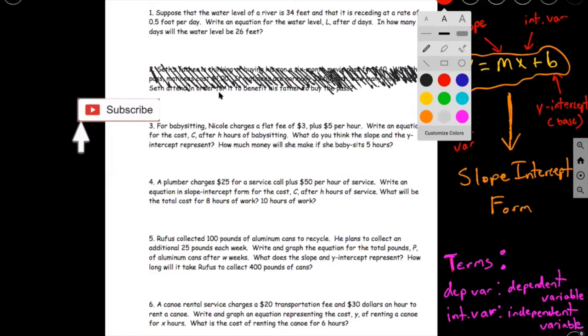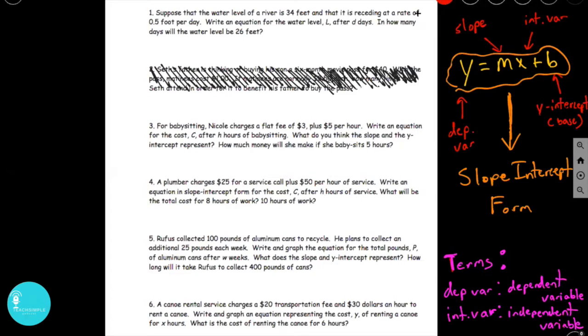We're going to go ahead and get started with number one. Suppose that the water level of a river is 34 feet and that it is receding at a rate of 0.5 feet per day. Write an equation for the water level L after D days. And in how many days will the water be at 24 feet?